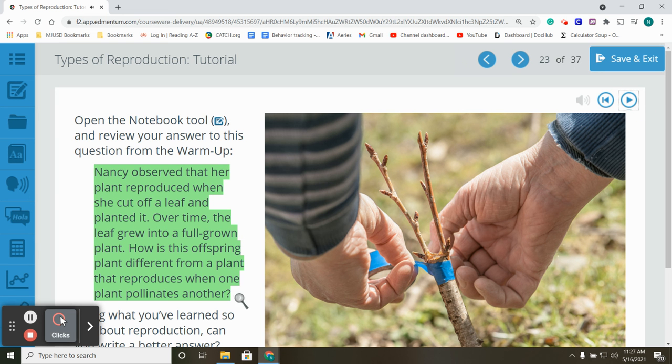Using what you've learned, you should be able to discern at this point that the new plant would be, that's right, an identical replica of the parent plant.